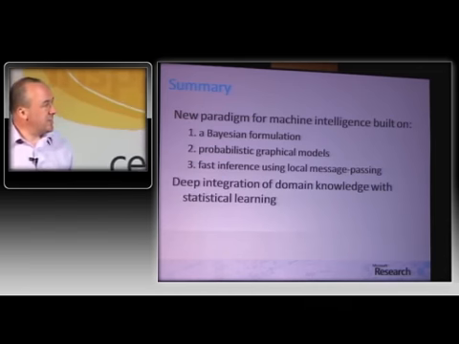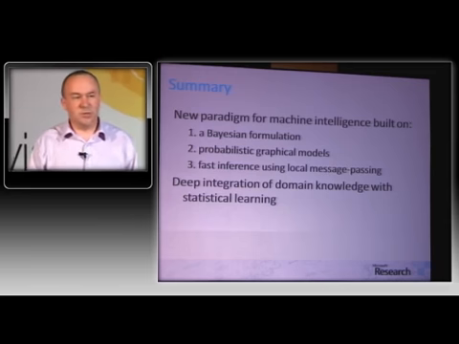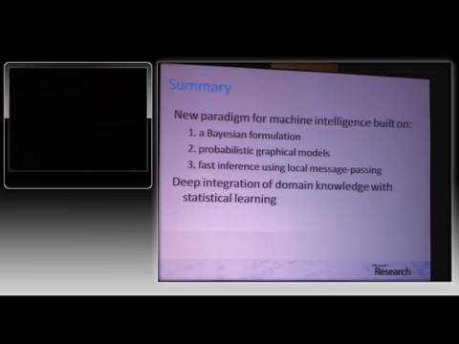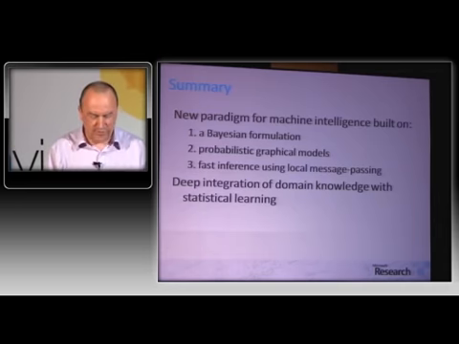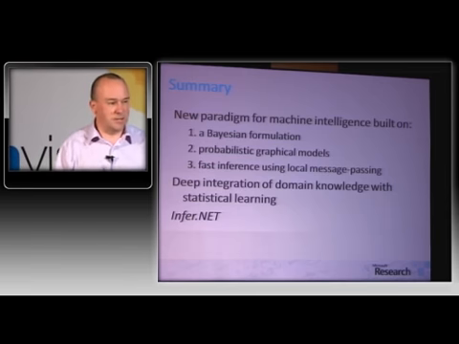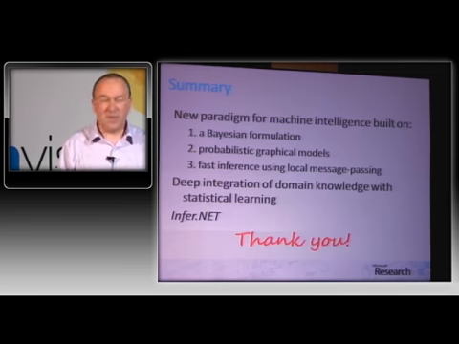So the key to this then is this deep integration of domain knowledge with statistical learning, which is something that's not really been available to the machine learning community up to this point. And so I think the potential for this paradigm is very great. And then finally, you can get started by downloading Infer.net and start to play very quickly with some of these models for yourself. Okay, thank you very much.